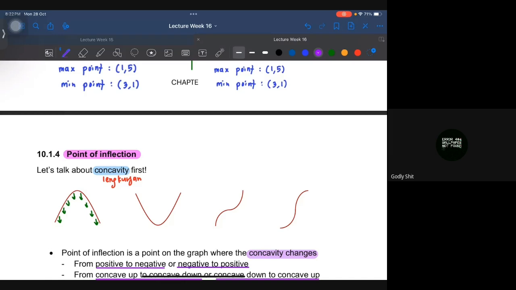Okay, so berlawanan dia adalah concave up lah. So this one dia concave up all the way. Okay, and then dekat tengah-tengah ni pun dia masih lagi concave up sampailah belah kanan sana. Okay, semuanya adalah concave up.